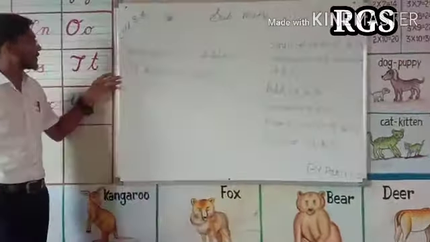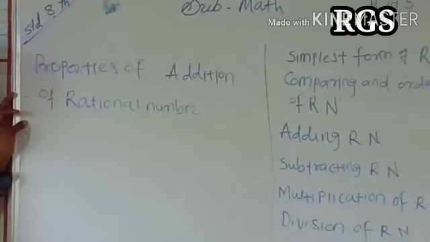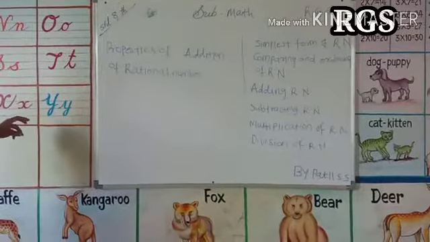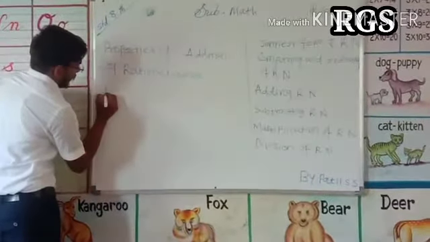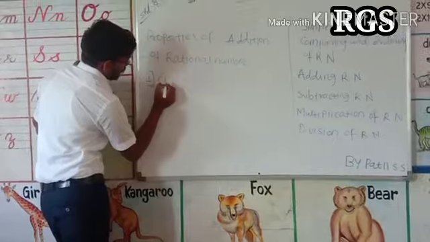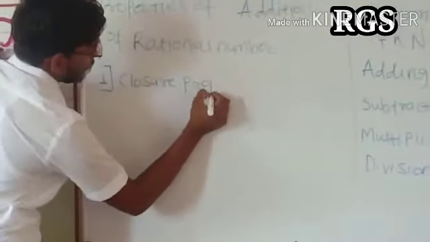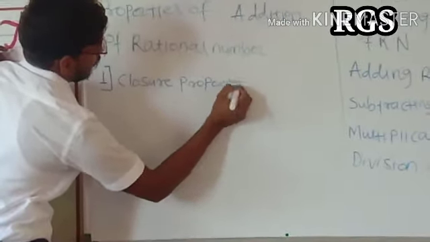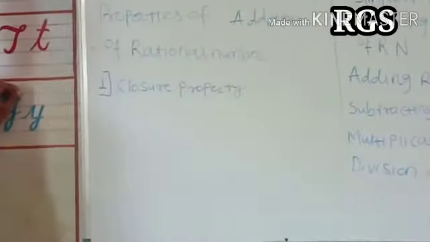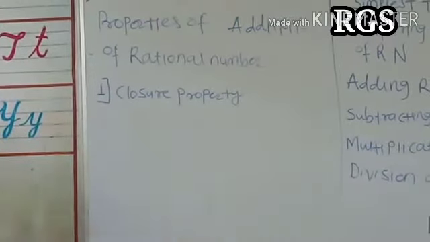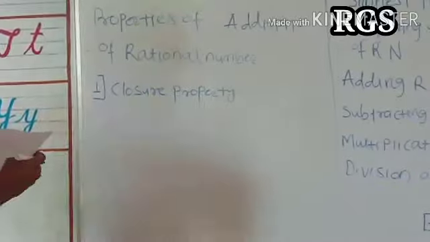Now we are moving towards the properties of addition of rational numbers. What are the properties? How are they used? And how are they defined? Now we will see all these properties one by one. The first property is the closure property. What this property says: addition of any two rational numbers is closed.